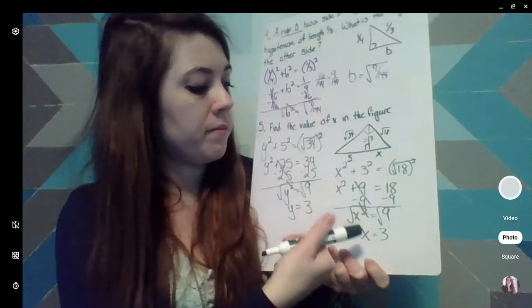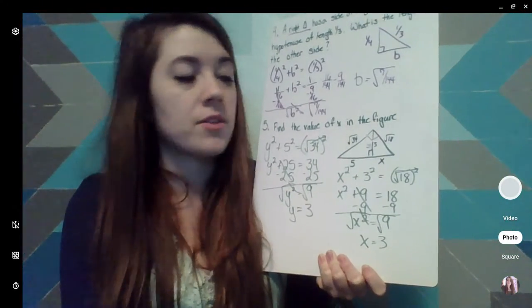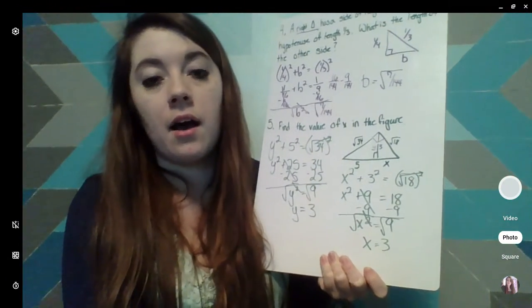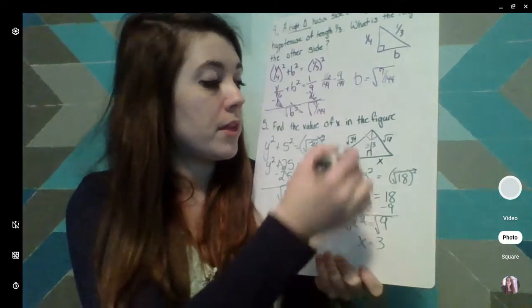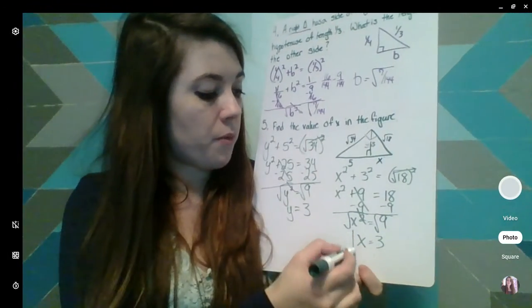So ironically, x and y in this one are the exact same thing. That means this small triangle right here is an isosceles right triangle. So these two sides are the exact same value. But our answer here would be 3.